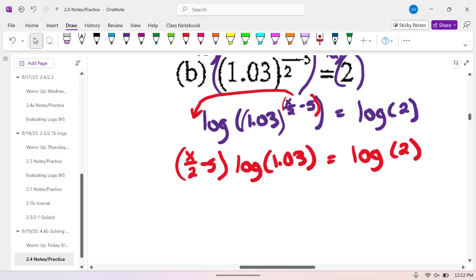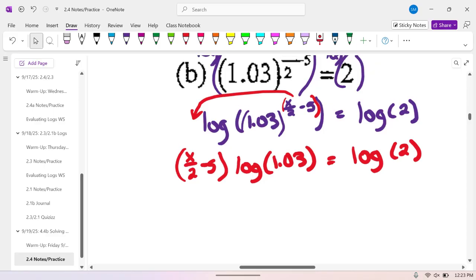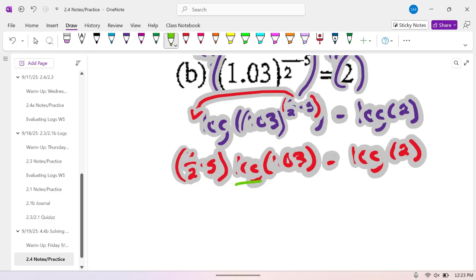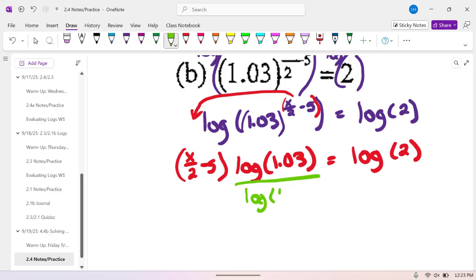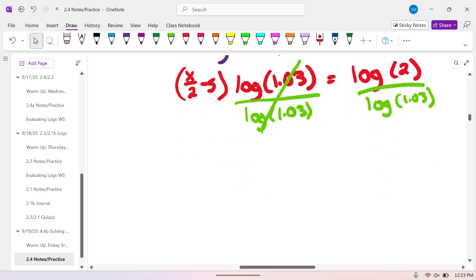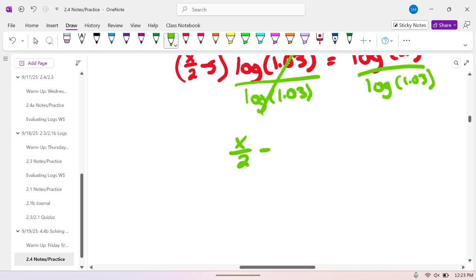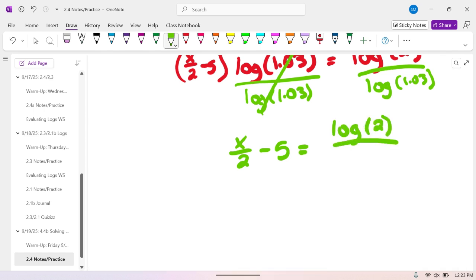All right, let's go with Leslie. What's my next step? Divide by what? Right, divide by the log of 1.03. I crossed out the wrong one. So that goes away. I get x over 2 minus 5 is equal to the log of 2 over the log of 1.03.